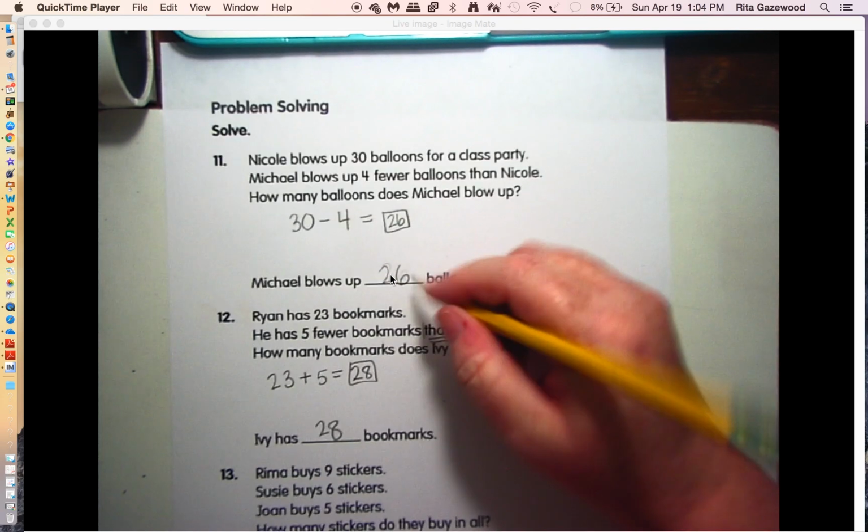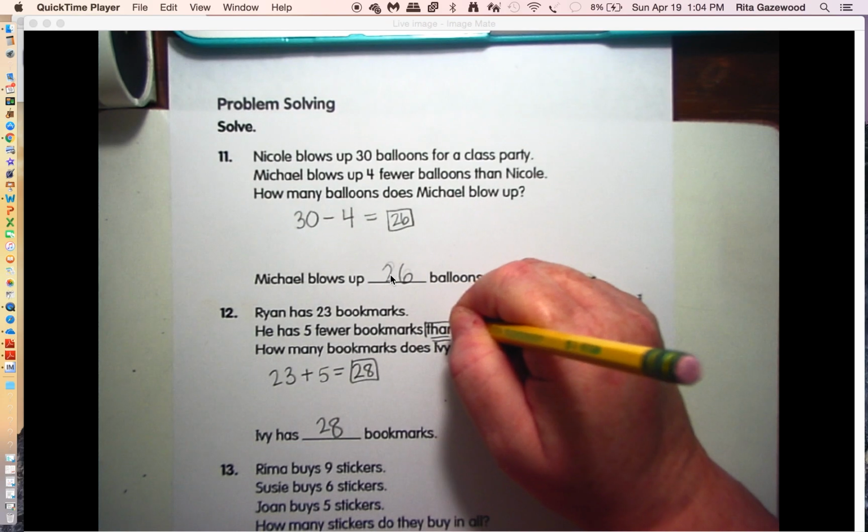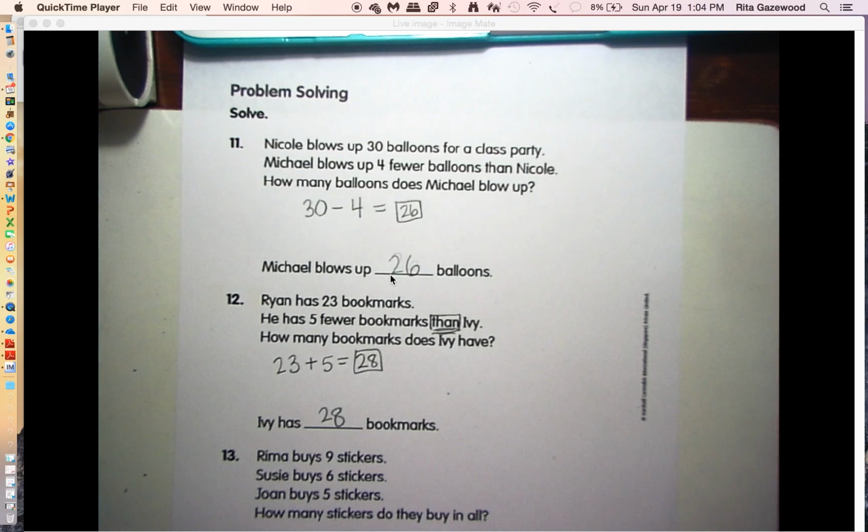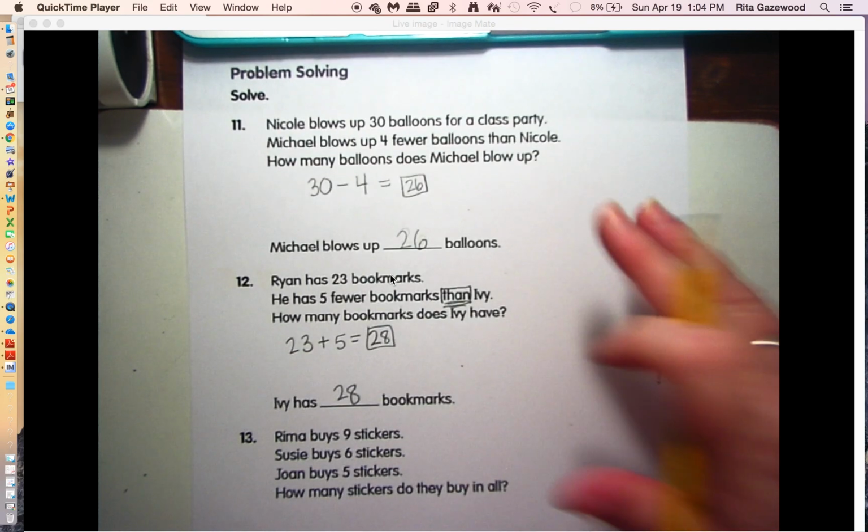Really pay close attention when you hear the word than, because that usually means some kind of a comparing problem. Okay, let's move on to our next problem.